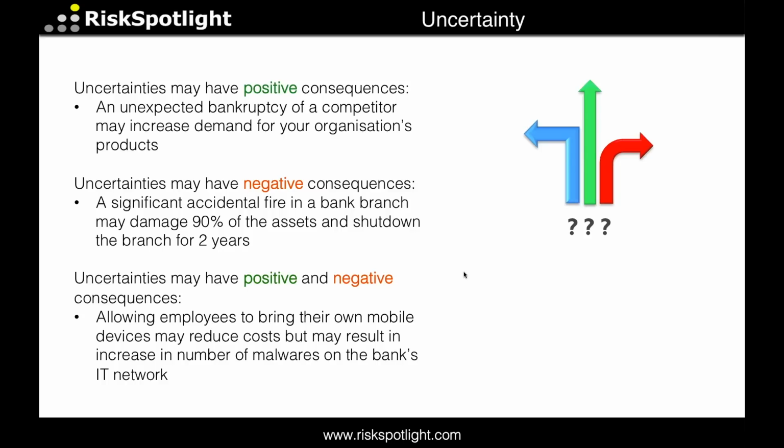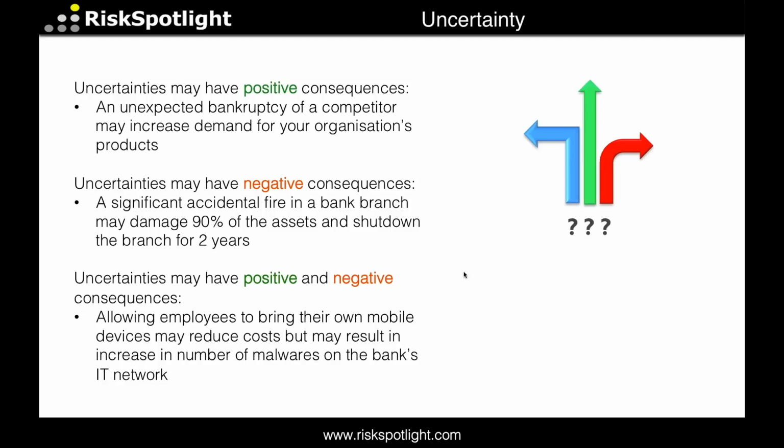But most of the time, uncertainties will have both positive and negative consequences, not all positive or all negative. For example, allowing employees to use their own devices reduces cost, so that's a positive consequence, as we don't have to give mobile devices and laptops to our employees. But it increases the likelihood that they may introduce some malware into the bank's IT network. As risk managers, we will need to weigh the positive and the negative consequences of that uncertainty and decide whether we want to take that risk or not.